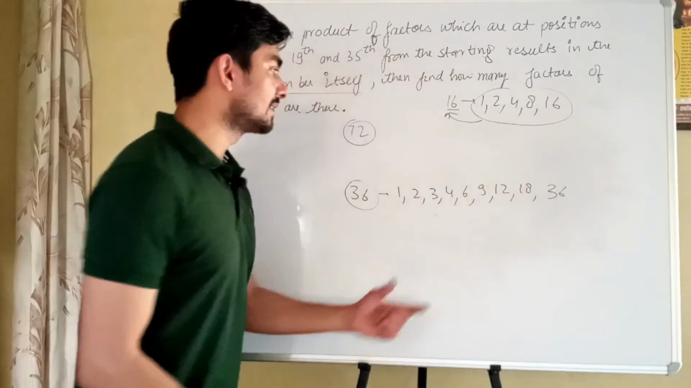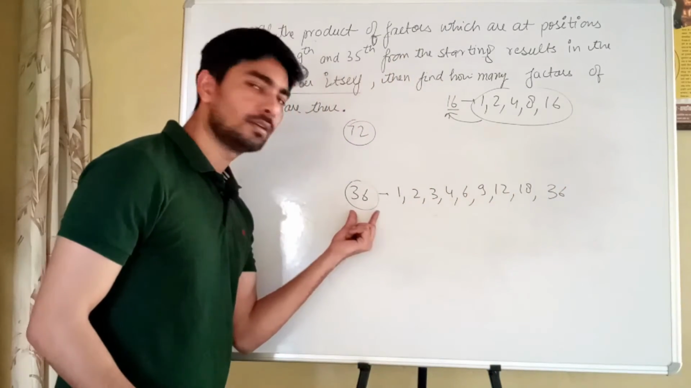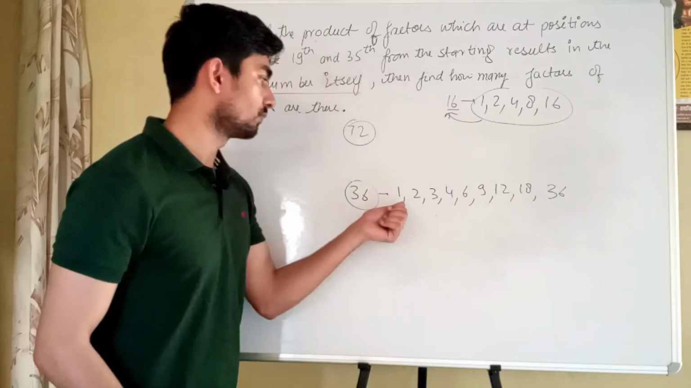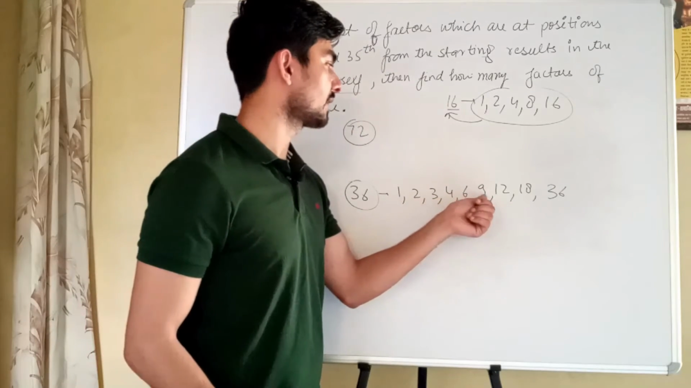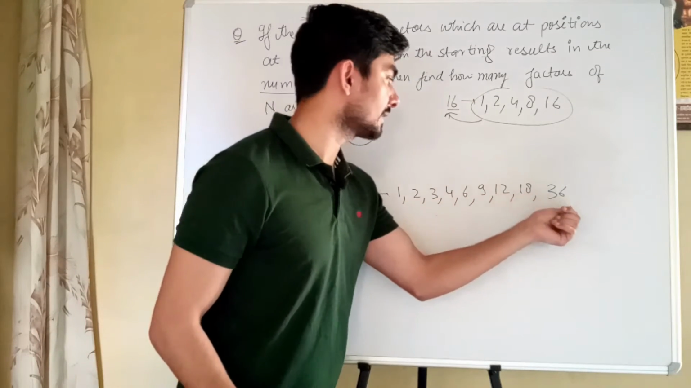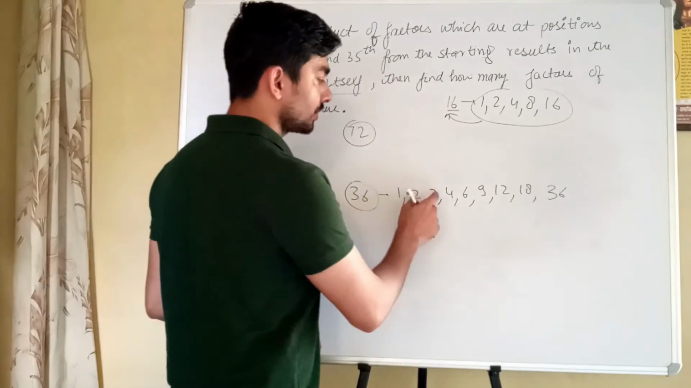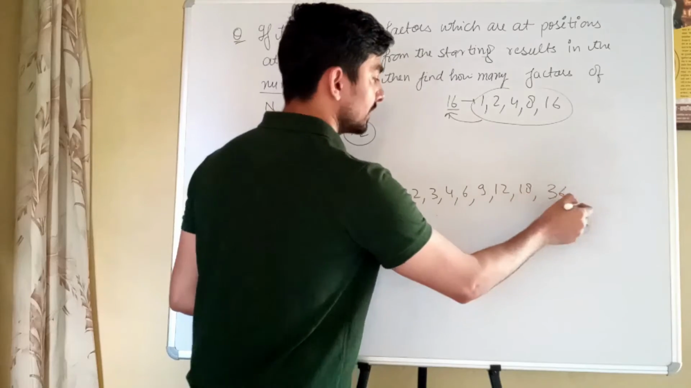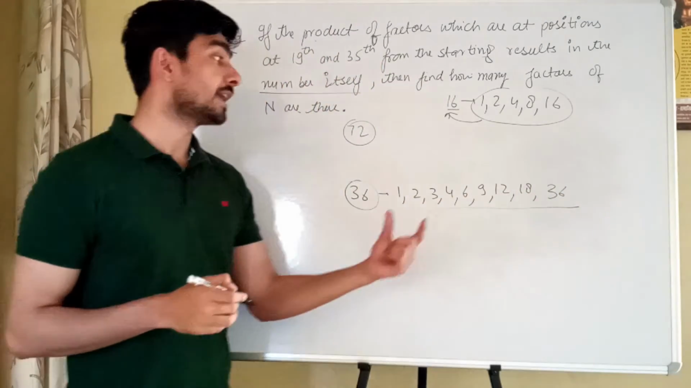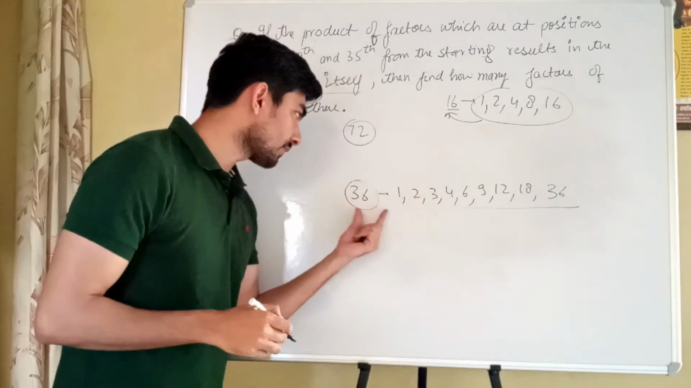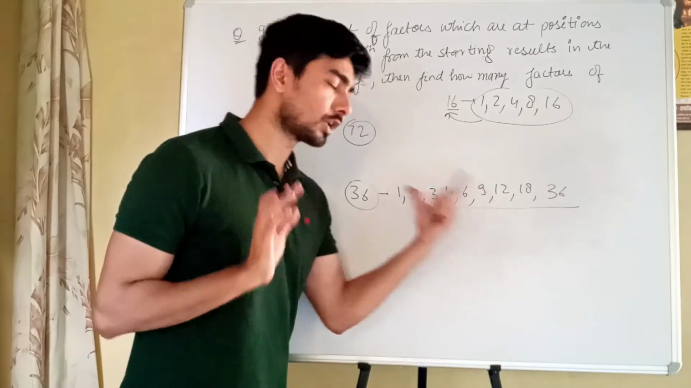Let's take another example, 36. These are the factors of 36: 1, 2, 3, 4, 6, 9, 12, 18, 36. How many factors does 36 have? 1, 2, 3, 4, 5, 6, 7, 8, 9. There are 9 factors of 36, and 9 is an odd number. So a perfect square always has an odd number of factors.